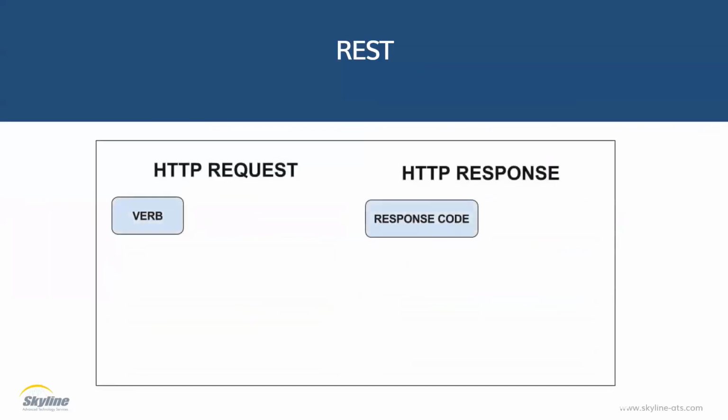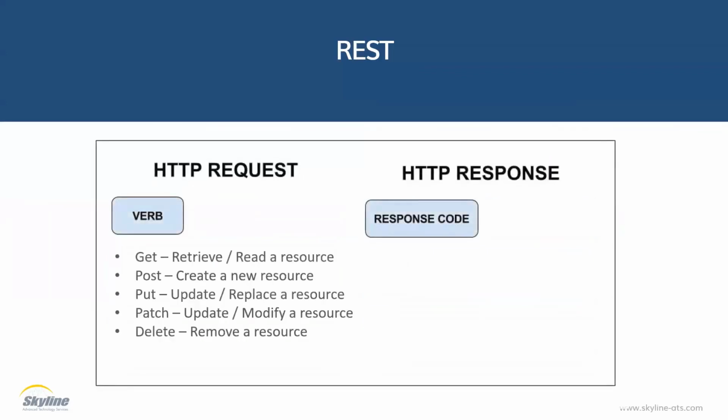Now, if we look at the different verbs or methods that are available to us and different response codes, the different methods that you can use are things like GET. So a GET would be, I'm trying to read a resource. It could be POST, which means I'm basically creating a new resource, or I am changing a resource. PUT, replace a resource. PATCH, modify a resource. DELETE would remove a resource.